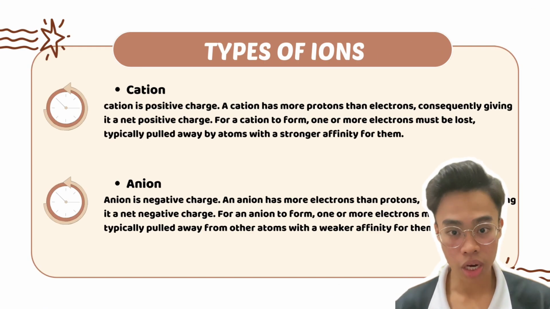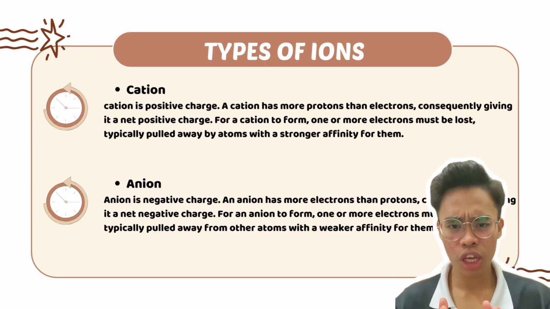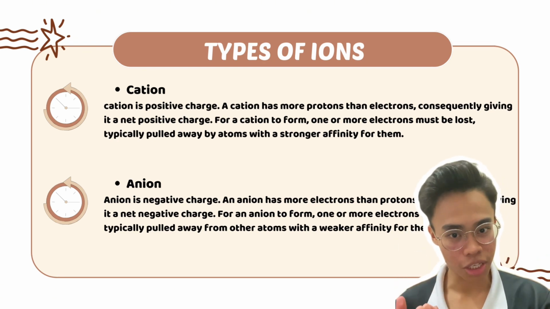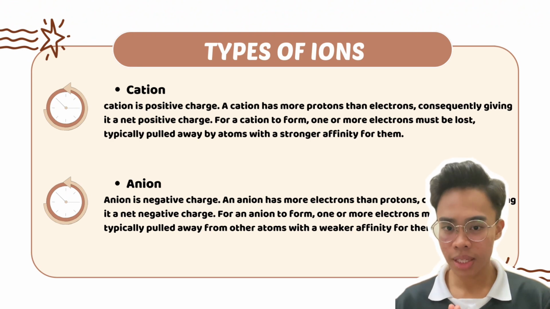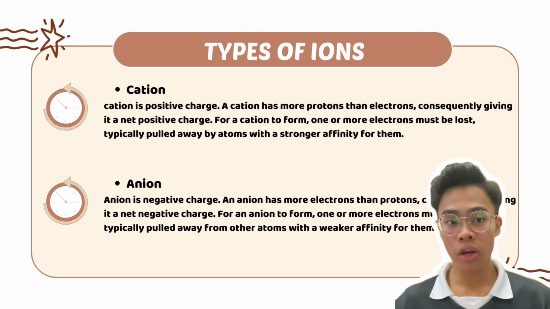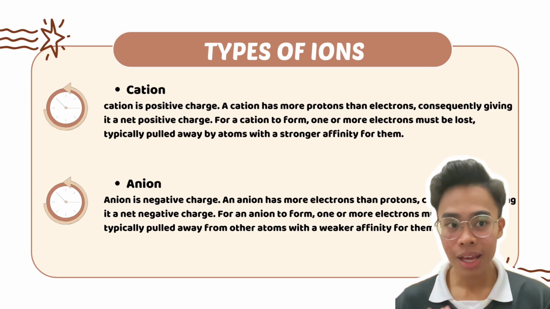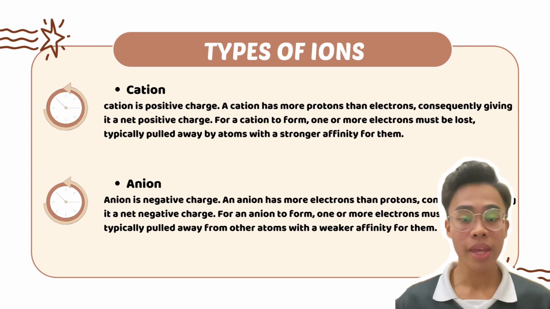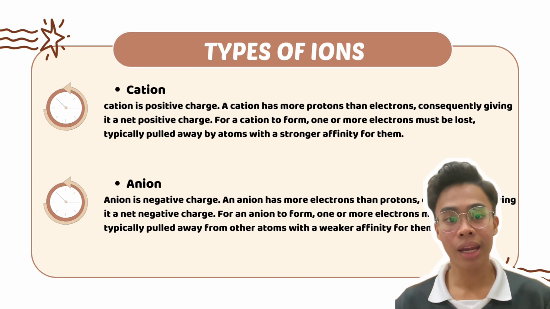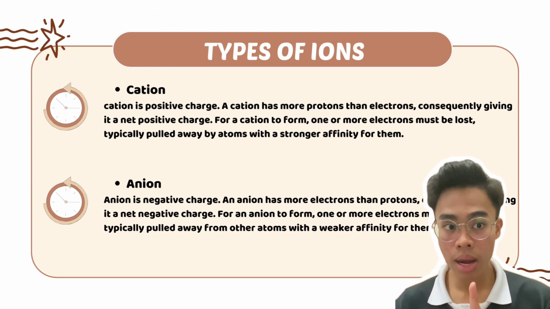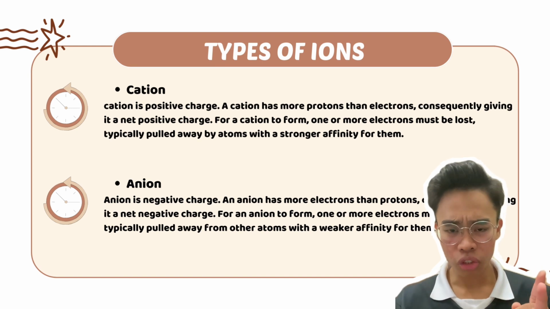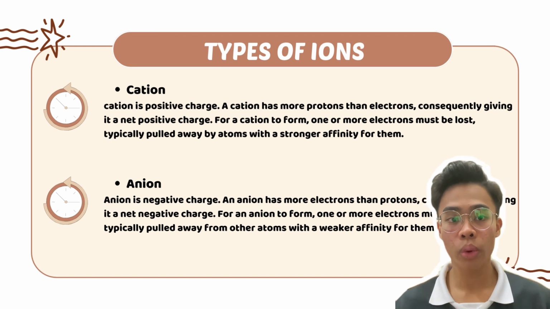So, what is cation? Cation is a positive charge. Put on your mind, cation is a positive charge. Alright? A cation has more proton than electron. Once again, put on your mind, cation has more proton than electron. Alright, consequently, it is giving a net positive charge. For a cation to form, one or more electrons must be lost, typically pulled away by atoms with a stronger affinity to them.